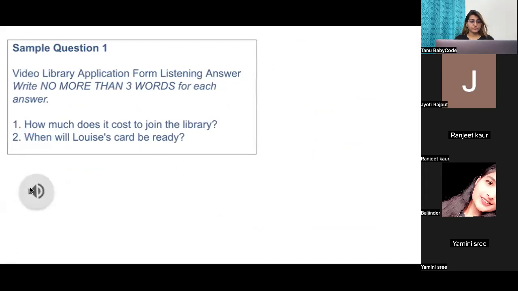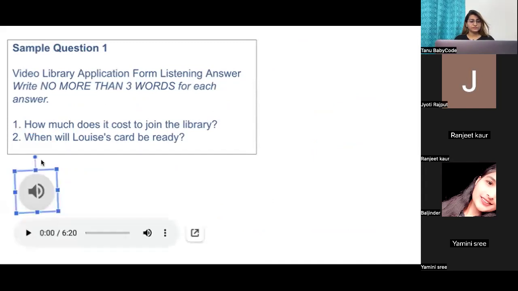Now see, here, video library application form listening answer. You have to write no more than 3 words. So your word limit says no more than 3 words. Now your question number 1 says, how much does it cost to join the library? How much? So he's asking you the money, the cost, right? So it's asking you how much the cost is.